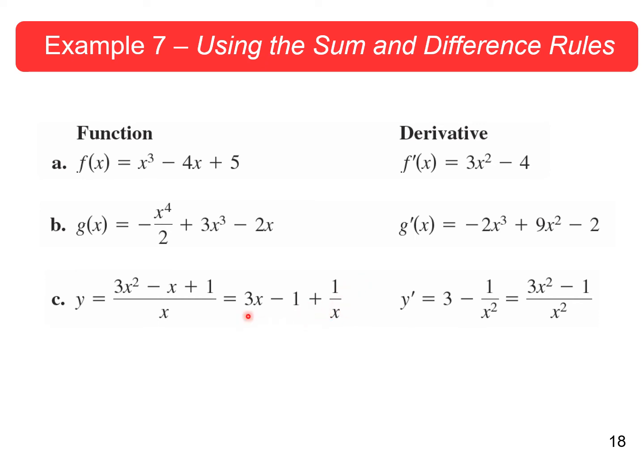The derivative of 3x is 3. The derivative of 1 is 0. And then you differentiate 1 over x, but 1 over x is just x to the negative 1. Now the derivative of x to the negative 1 is equal to negative 1 over x squared. Then you can simplify this into this.